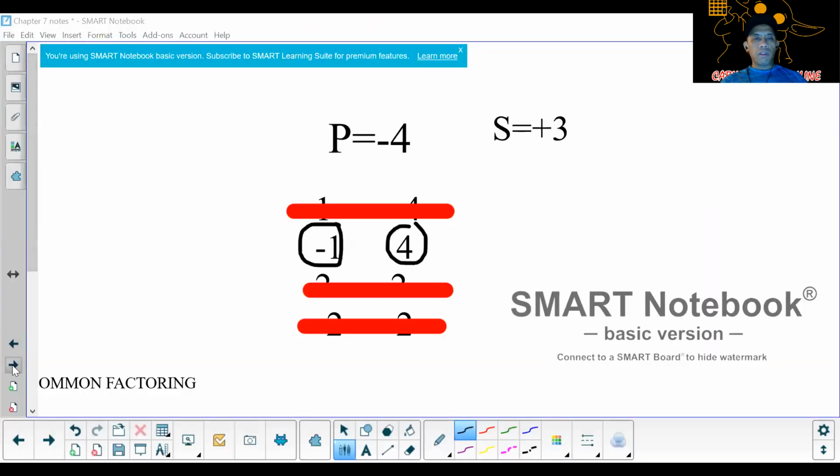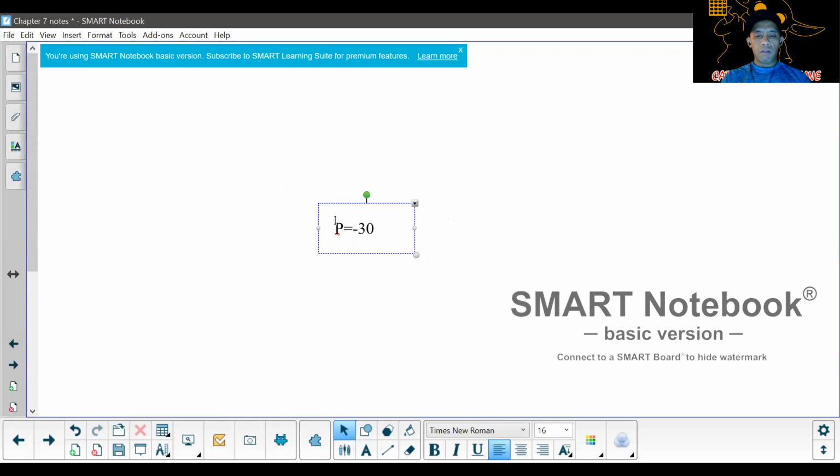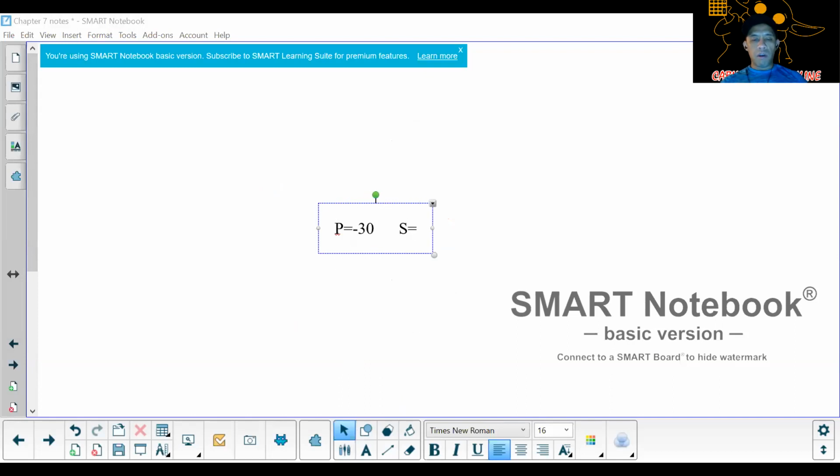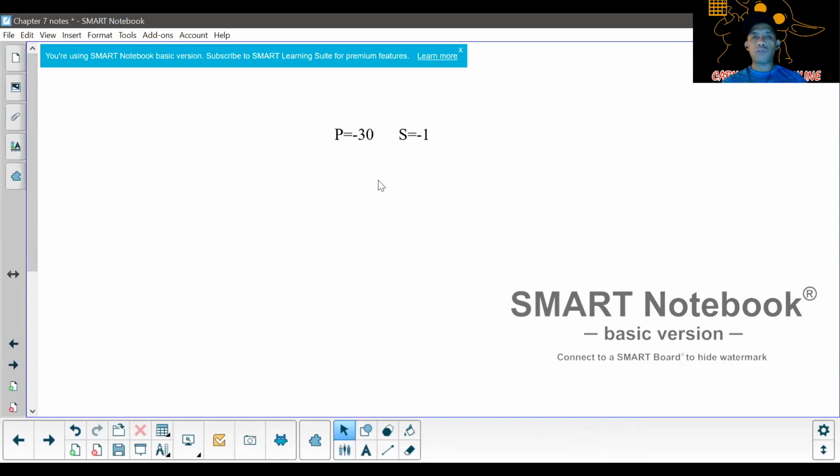Okay. So moving along. As I said before, we have a product of -30. And we had a sum of -1 there. So what we want to do here is to find out what numbers multiply to give us -30, and when we take those same two numbers to add to give us -1.